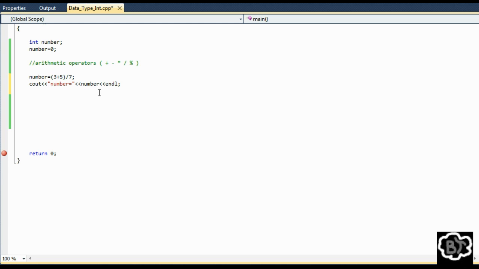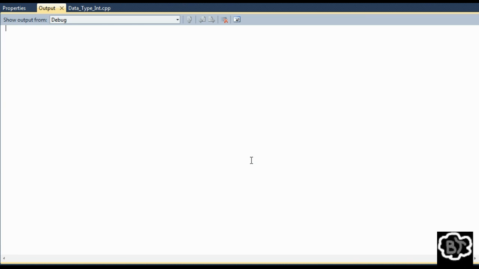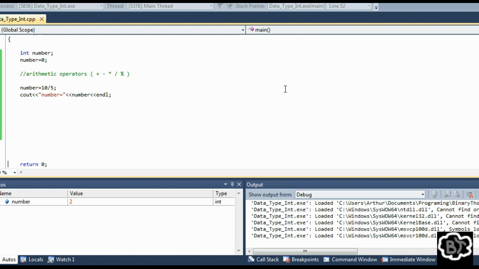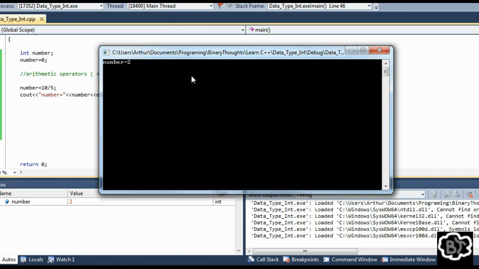Easy to understand. Where it gets a little tricky or misleading is when you're dividing numbers using integers, because integers only hold whole numbers, but sometimes when you divide, it doesn't always come out to be a whole number. To show some examples of that, let's just do a whole number to start. 10 divided by 5 equals 2, because 5 goes into 10 2 times. And if we run this, we can see that. And it gives us the right value because it's a whole number.